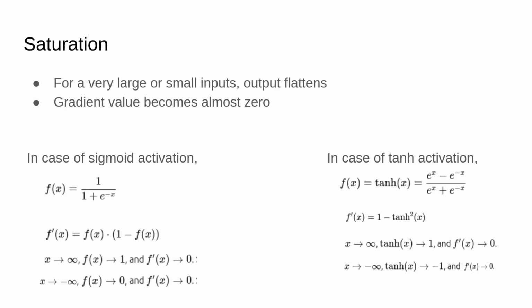Similarly, the Tanh outputs values between -1 and 1. It also saturates because of its derivative. When x tends to infinity, Tanh x equals 1 and its derivative is equal to 0. Similarly, for x tends to minus infinity, Tanh x tends to -1 and its derivative tends to 0. This again leads to slower learning.